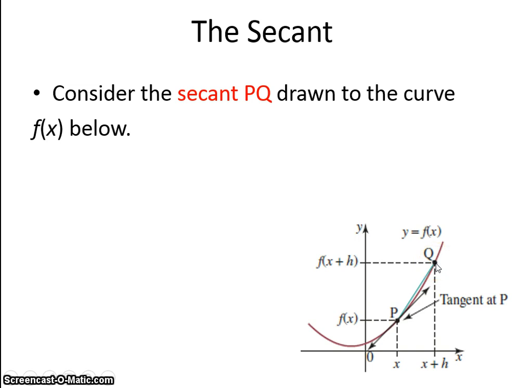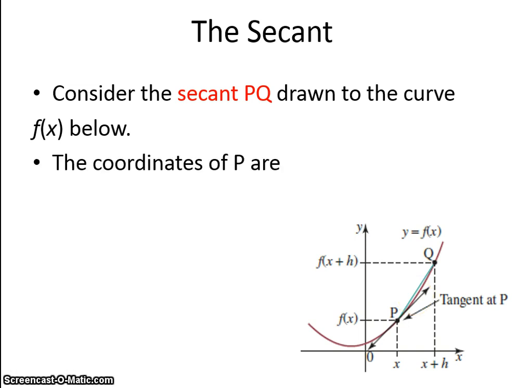And you can see in blue there we have a straight line joining the points P and Q, which we know is the secant. You already know that a secant to a curve is any straight line joining 2 points on the curve. So here we have the secant PQ.